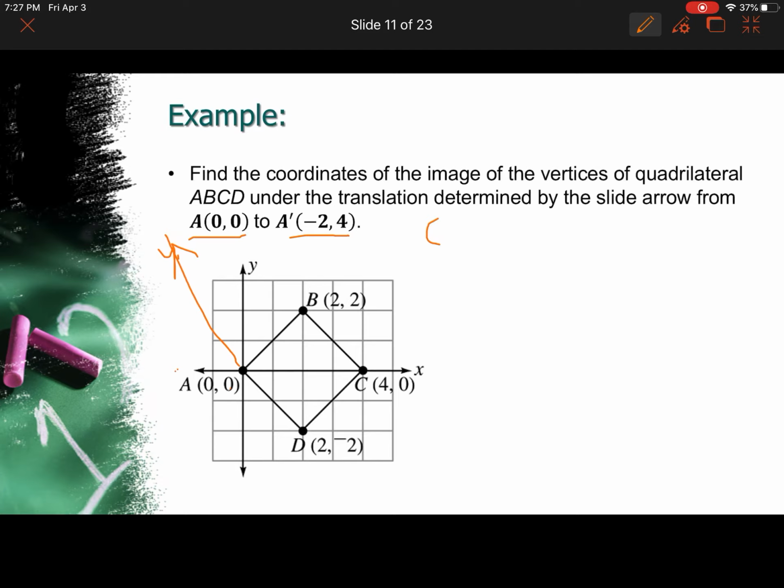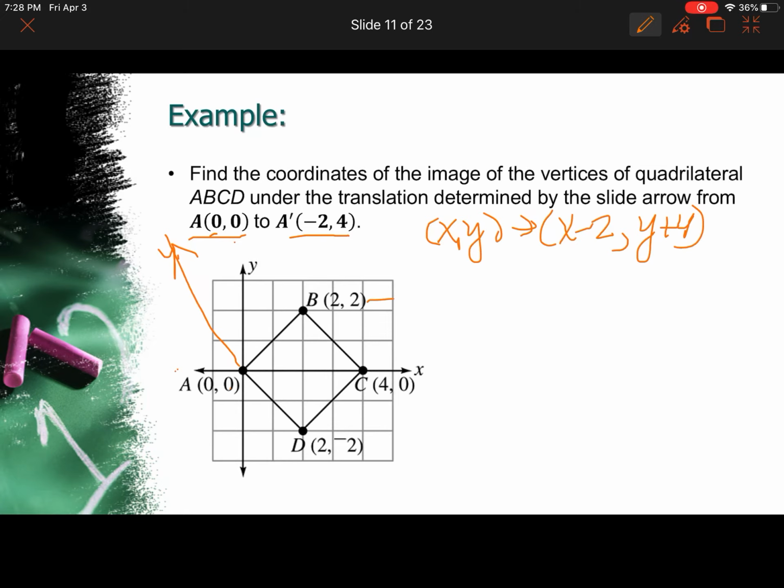We can rewrite this as our (x, y) is now moving to (x minus 2, y plus 4). And I know that's what it is because that's what I did. I went from 0 to negative 2, so I had to subtract 2. I went from 0 to 4, so I had to add 4. So now fill in that chart on the other one and tell me what those coordinates are.